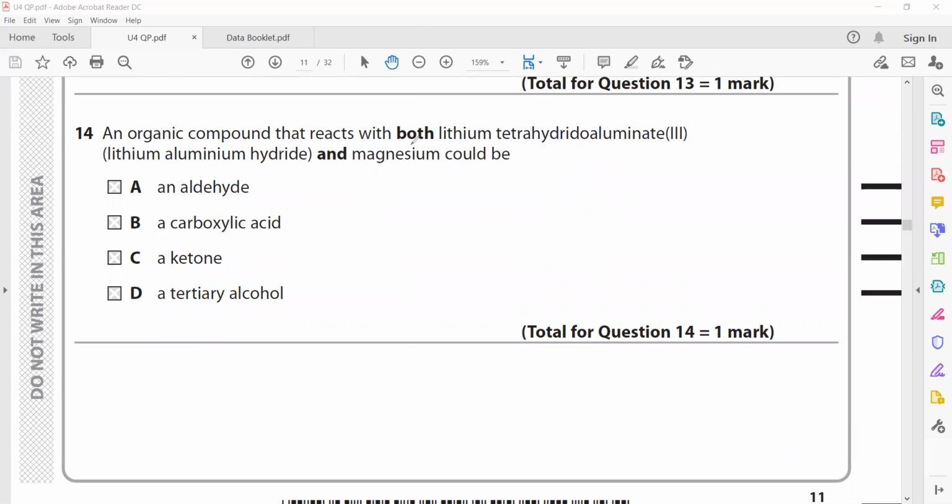An organic compound that reacts with both lithium tetrahydridoaluminate, meaning reduction can happen, and magnesium. Aldehyde can be oxidized to carboxylic acid, and aldehyde can be reduced to alcohol. Carboxylic acid can be reduced back to alcohols, and ketone also can be reduced to alcohol. For tertiary alcohol, there's no reaction here, so you're left with A, B, and C. But the second thing is reacting with magnesium. Which of them can react with metal? Basically, the acid can react with metal. That's why B is the right answer.